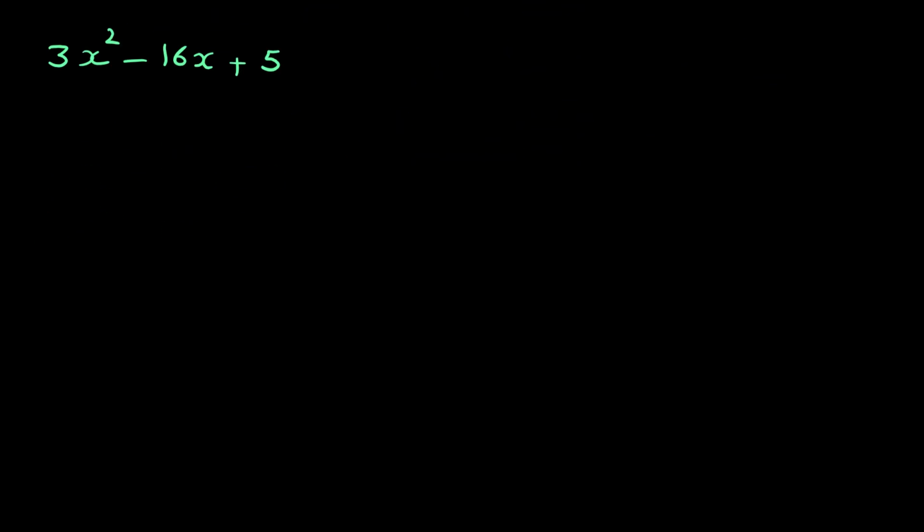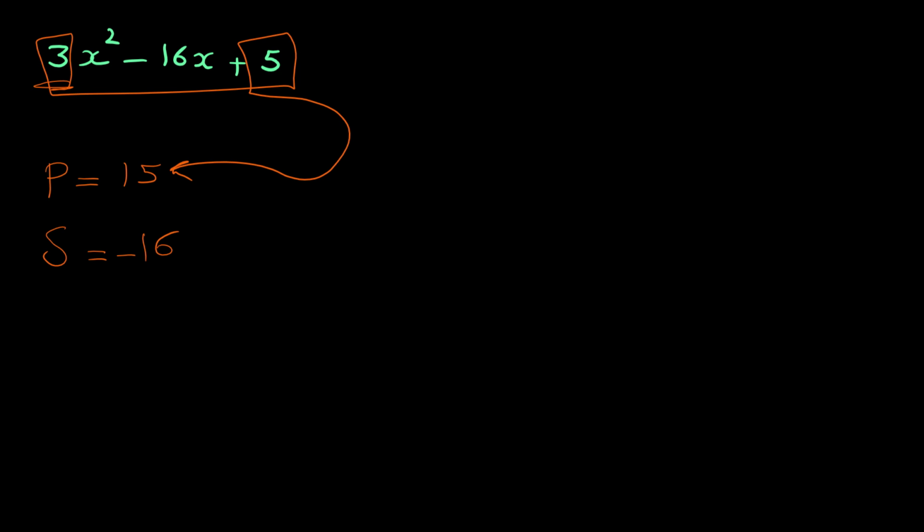Now look at this example. 3x to the 2 minus 16x plus 5. 3 times 5 is 15. So we are looking for two numbers that their product is 15 and their sum is negative 16. 3 times 5 is 15. What are the numbers that their product is 15? 1 times 15, 3 times 5, and so on. But the sum is negative, so two numbers are negative. Negative 1 times negative 15, negative 3 times negative 5, which one is the answer?